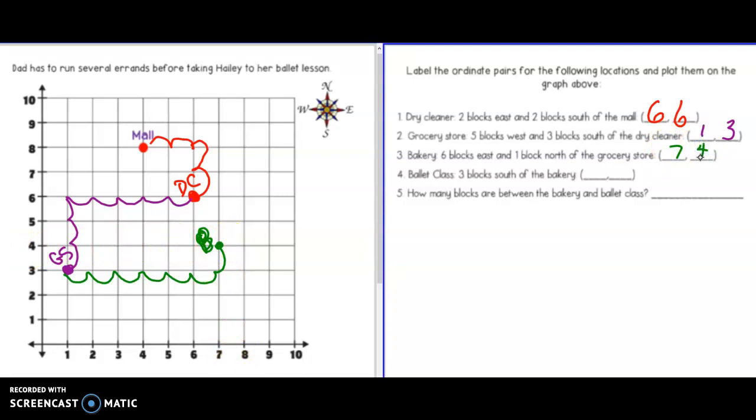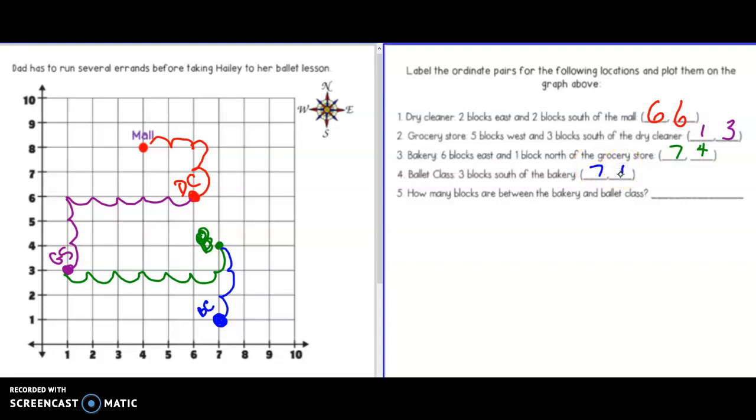The next one is ballet class, and it says ballet class is 3 blocks south of the bakery. So we're going to go south 3, so we're going down 3. We're going to go 1, 2, 3. Right here, this is ballet class. This is where Haley wanted to end up, at ballet class after going through all of these errands. So the ballet class is at 7, 1.